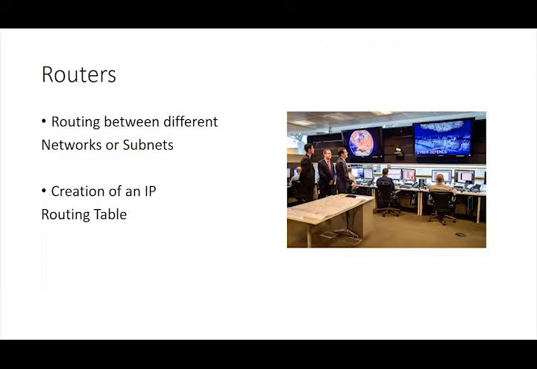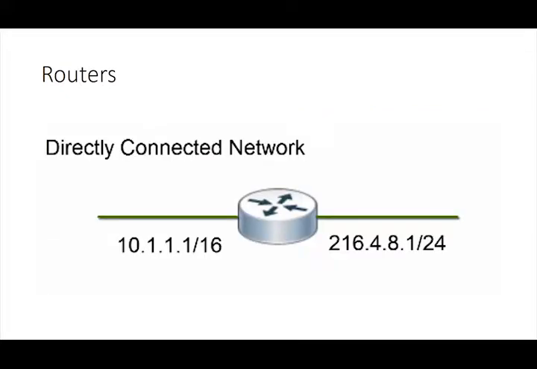Cisco routers can create a routing table from a combination of the following methods. The first method is a directly connected network. When an interface has an IP address assigned and is connected and enabled using the no shutdown command, the router will learn the subnet assigned to the interface and add it to the routing table. Directly connected routes are considered to be the most reliable and therefore the most trusted.